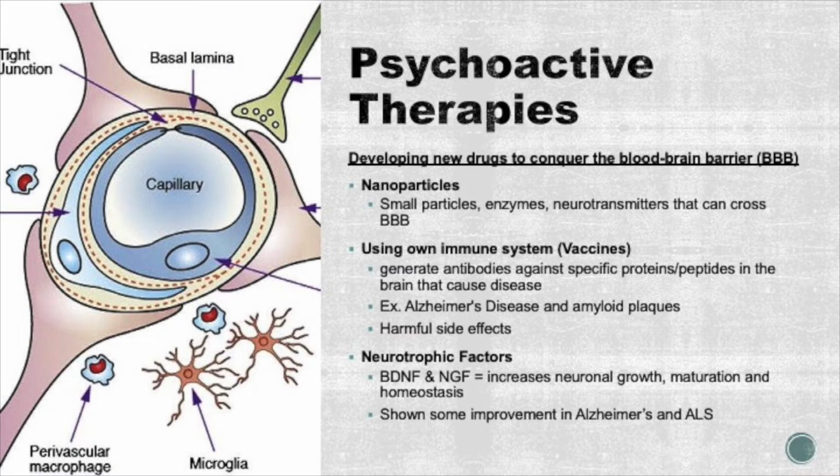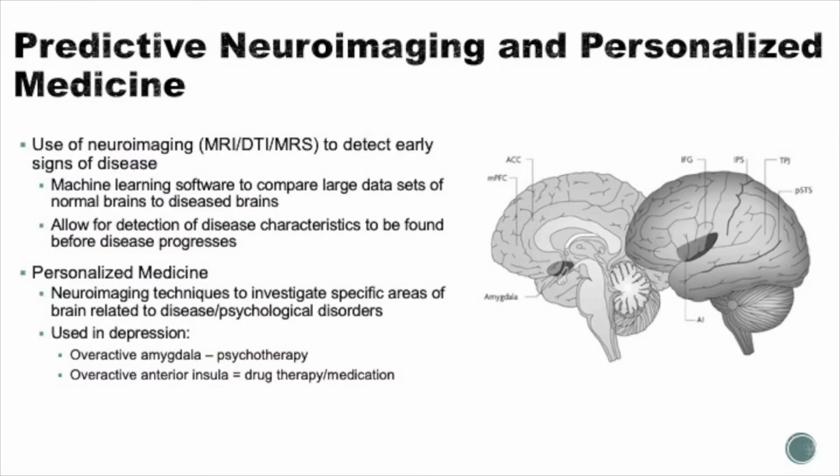So predictive neuroimaging and personalized medicine is the use of neuroimaging like MRI, DTI, and MRS to detect early signs of disease.